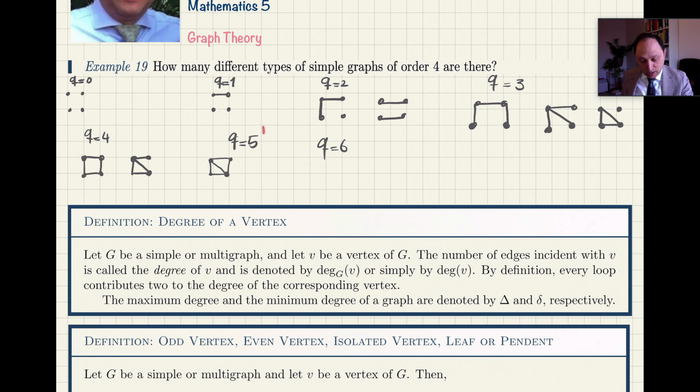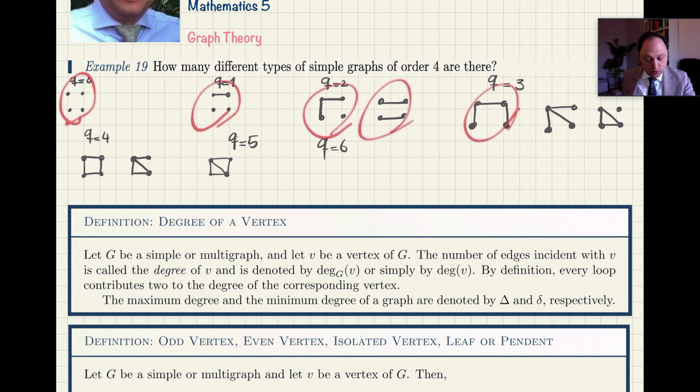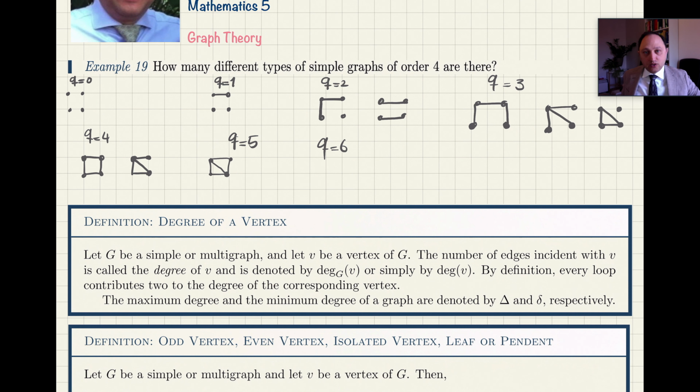So when I write Q5, it means that I am concentrating only on 4 vertices. In all of them, I am considering 4 vertices, but the number of edges I am changing, so as to solve the problem a little bit systematically. And then there is only one graph with 6 edges, and that is the full graph. If you doubt it, please talk to me. Do you think that there is more than this for Q equals 6 with 4 vertices?